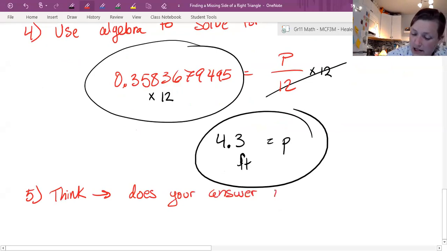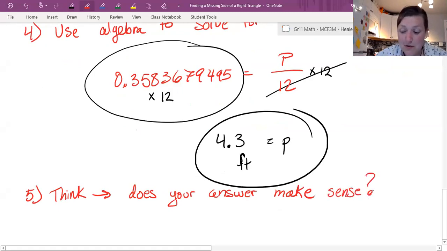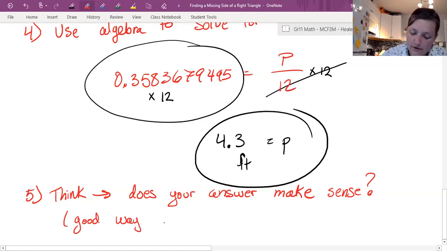Because if you make a mistake and you accidentally switch something, your answer that you get probably won't make much sense. So this is a good, quick way of checking your answer.